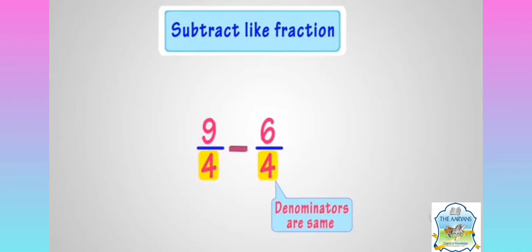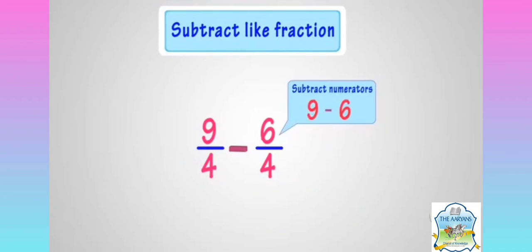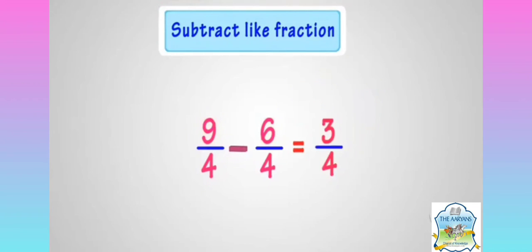We just have to subtract the numerators in order to subtract the fractions. Subtracting the numerators, that is subtracting 6 from 9, we get 3. So, our answer is 3 by 4. 3 by 4 is the difference between two fractions, 9 by 4 and 6 by 4. So, adding and subtracting like fractions is very simple.